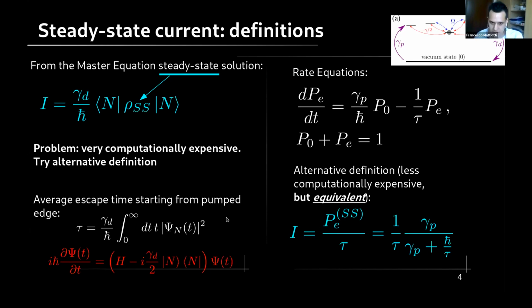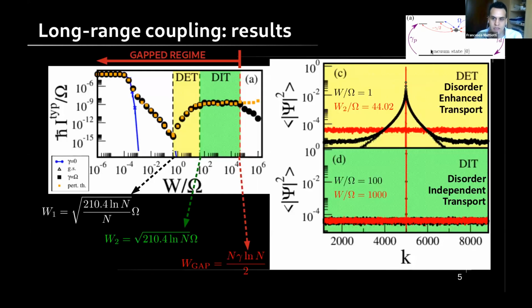So now I'm going to present our results. At first, I'm going to show some results about the chain with the long range all-to-all interaction. Here in this figure, I'm plotting the steady state current as a function of disorder. I want you to notice that all the region of parameters to the left of this red dashed line is the gapped regime, where disorder is smaller than the gap induced by the long range interaction.